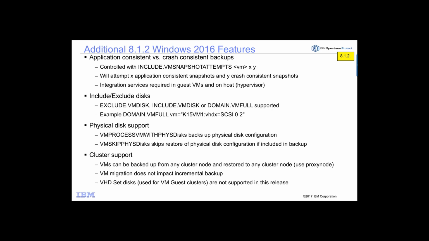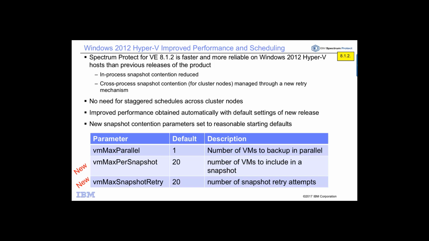So those VHD set disks are not supported for guests, but clusters certainly are supported for your Hyper-V infrastructure. Now, in addition to the new support for Windows 2016 RCT, we've also improved the reliability and performance of Spectrum Protect on Windows 2012. We have supported backing up Hyper-V with Spectrum Protect data protection for VMware in Windows 2012 for quite a while.